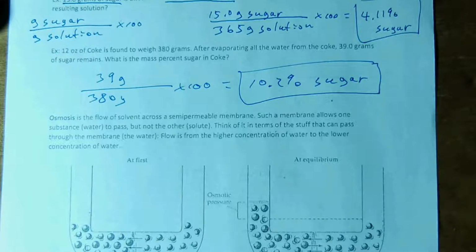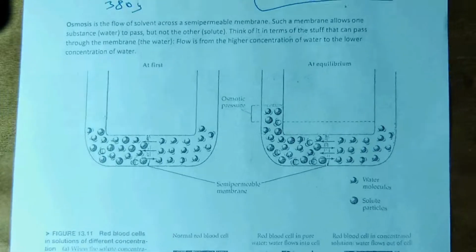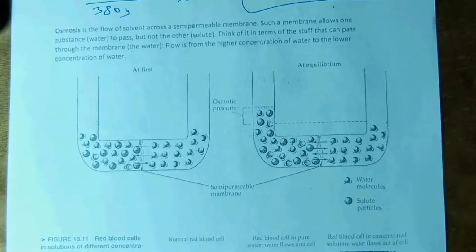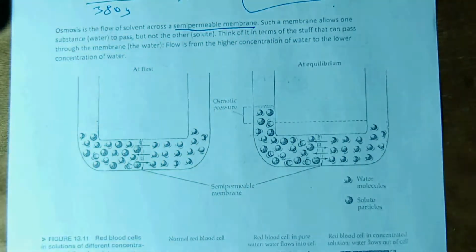The very last topic in this section is osmosis. Osmosis is pretty simple stuff. It's the flow of a solvent across a semi-permeable membrane. What the heck is that? Semi-permeable membrane, what is that? It's something that allows one chemical to flow, but it doesn't allow another chemical to flow.